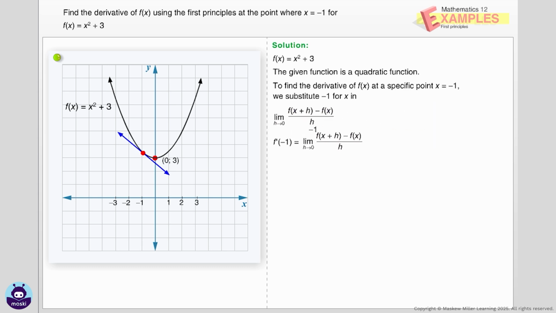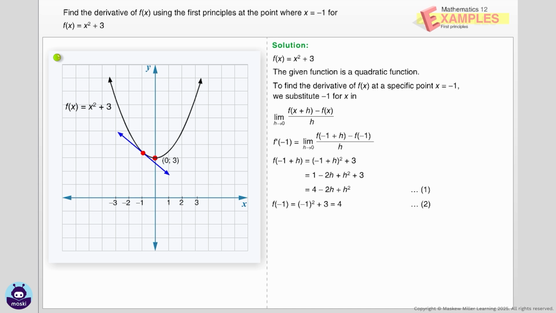We can determine f of -1 plus h by substituting -1 plus h for x in the function f of x equals x squared plus 3. f of -1 plus h equals -1 plus h the whole square plus 3 equals 1 minus 2h plus h squared plus 3 equals 4 minus 2h plus h squared. f of -1 equals -1 squared plus 3 equals 4.